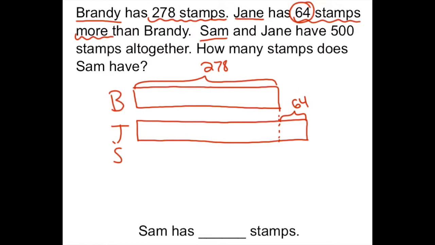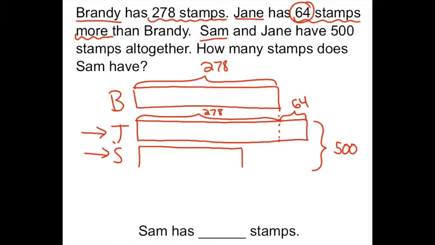The next piece of information I'm told is that Sam and Jane have 500 stamps all together. So we have Sam's bar that will be here and Jane's bar here. I know that together, Sam and Jane are going to have 500 stamps. So we labeled any totals on the side. I know that Jane has 278 stamps plus 64 stamps. So Sam's bar is going to have to be smaller than Jane's for the total to be 500 stamps.